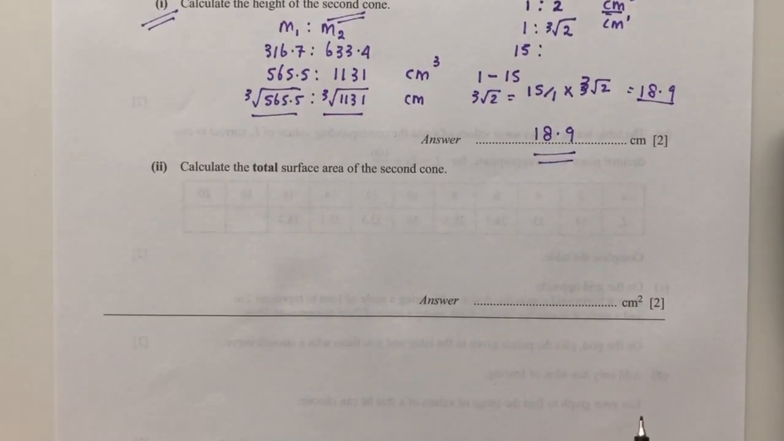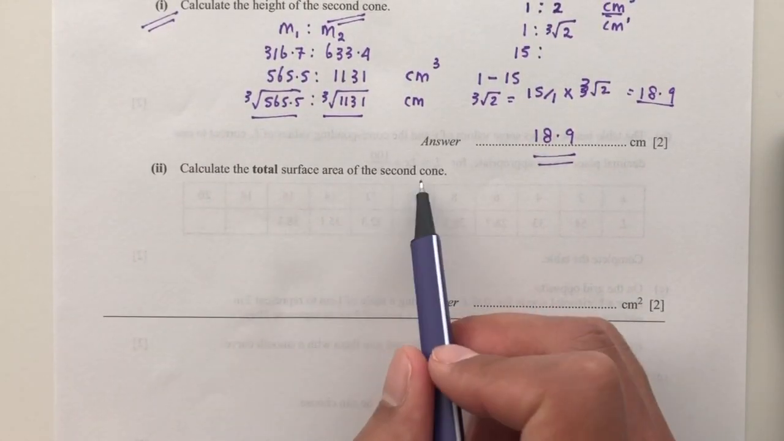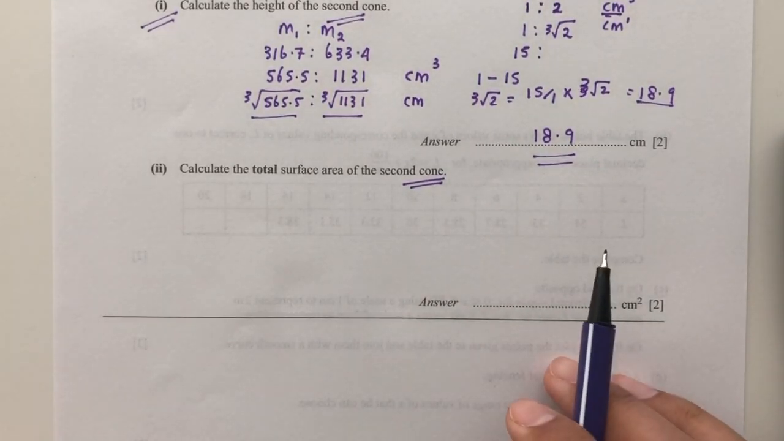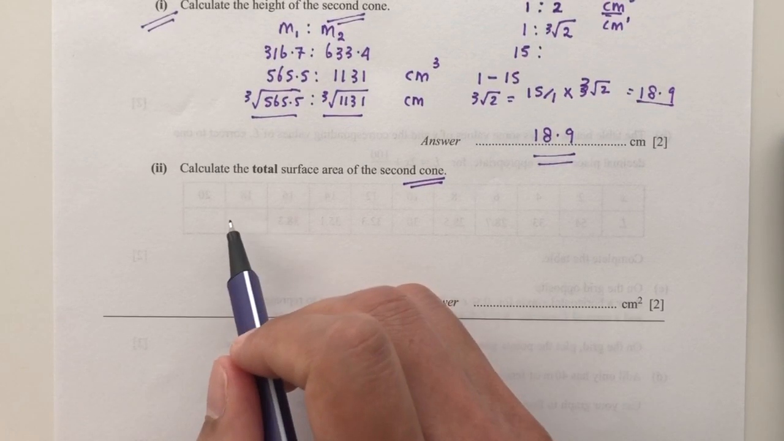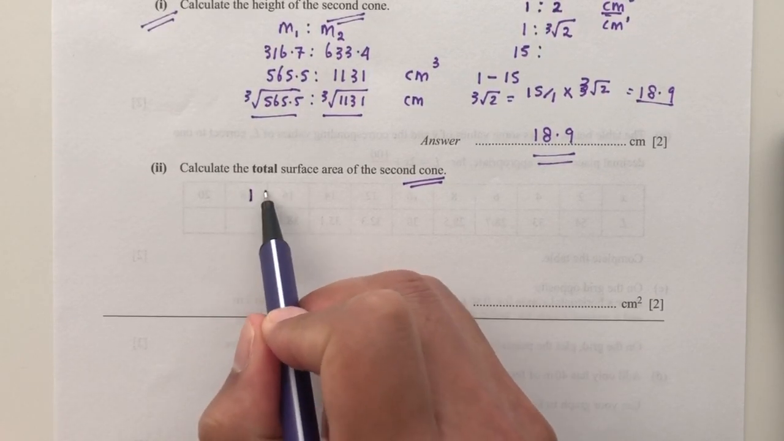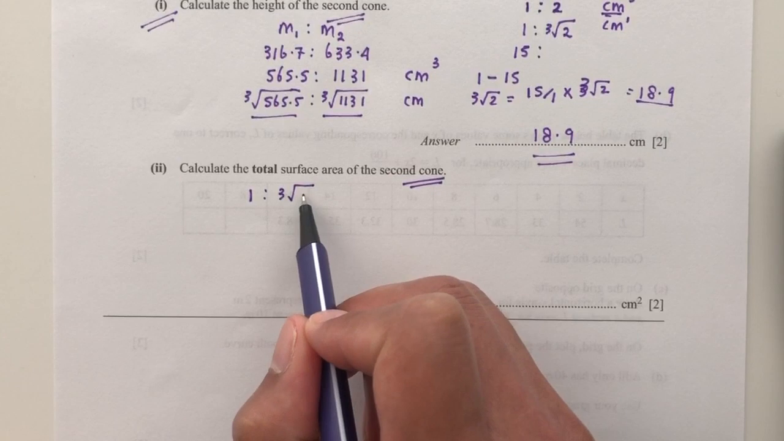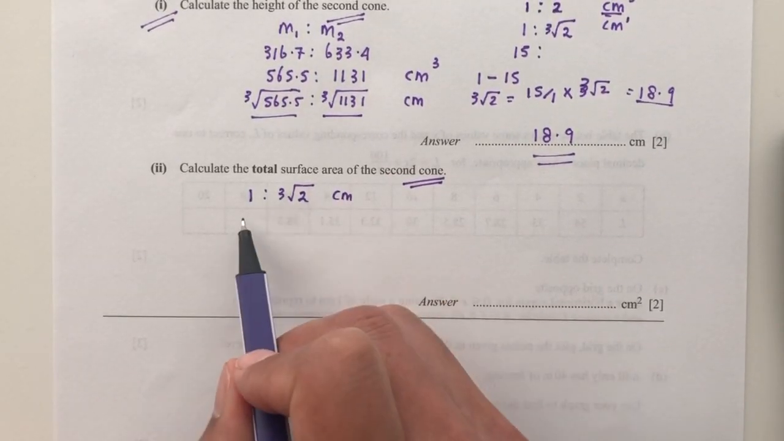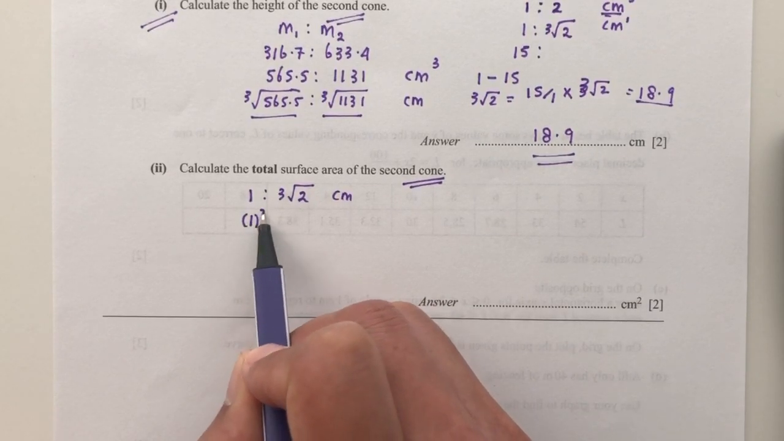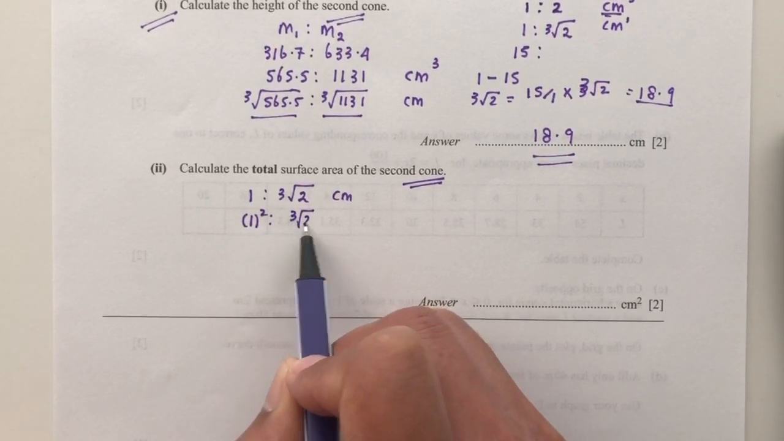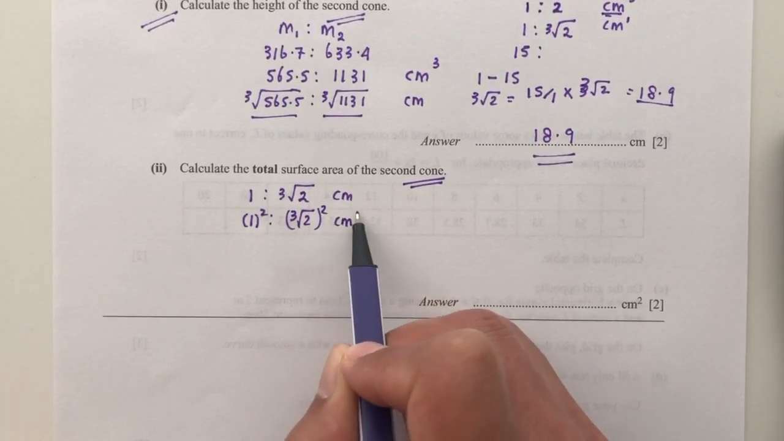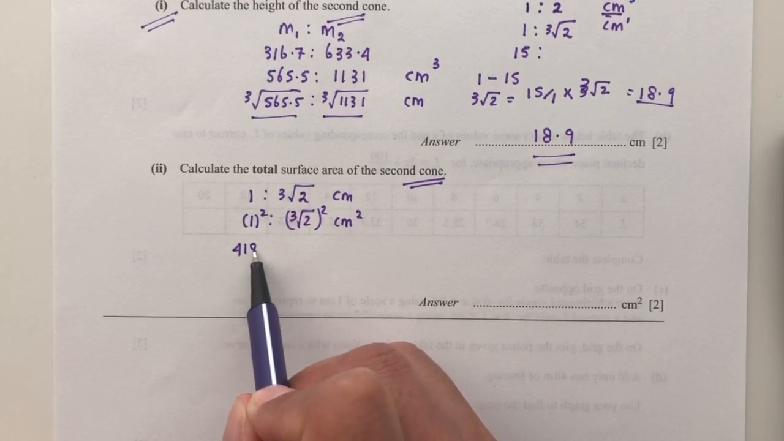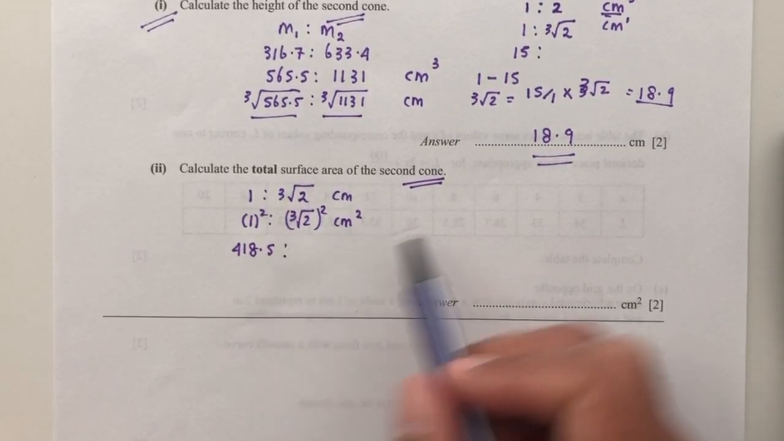Now for part 2, calculate the total surface area of the second cone. So same way as well, use the same ratio. As you can see, they have a ratio of 1 to this, right, for their sides. Now for the area, we have to square both sides, 1 square, and then this square. What is the area of the first one? As we have found out, it is 418.5, so we have to find this one.